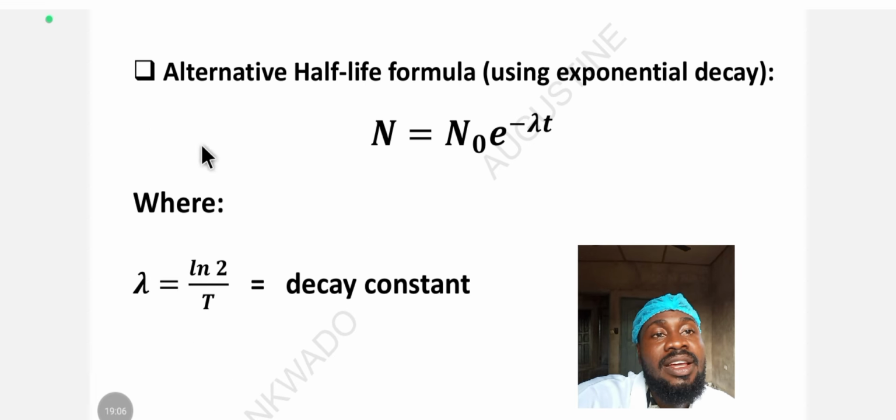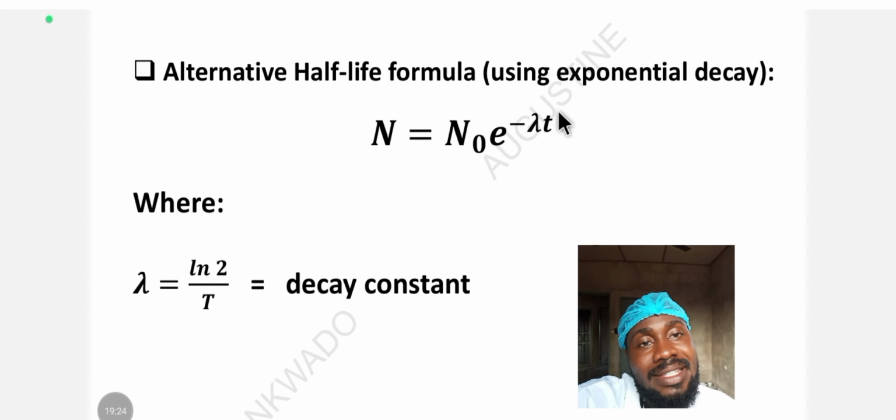Let's look at the alternative formula of half-life, where you use exponential decay. This is not so common in Jamb UTME. The formula is N equals N naught e raised to the power minus lambda times t, where small letter t is time, lambda is the decay constant, and e is the exponential constant. N naught is the quantity of the actual substance before the disintegration or decay. N is the amount of substance left after the decay, the remaining half of the substance.